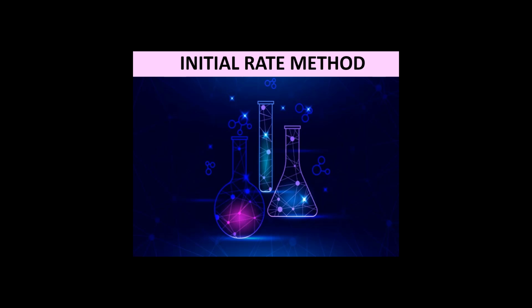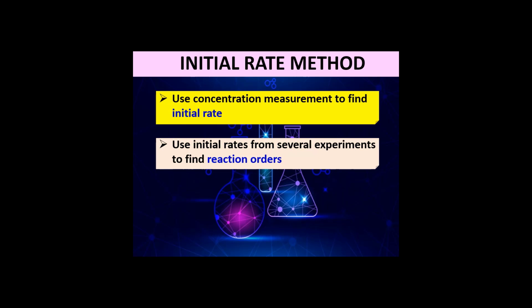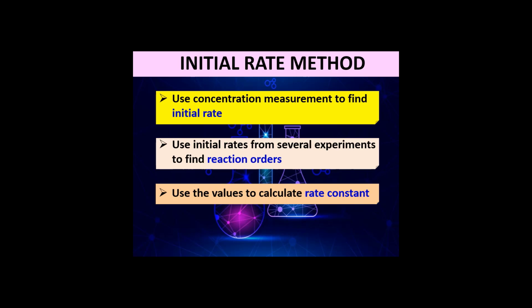Now let's discuss how to determine the order of reaction with respect to each given reactant by using the initial rate method. From the experiment's data we can use concentration measurements to find the initial rate. Use the initial rates from several experiments to find the reaction order. Use the values from any experiment to calculate the rate constant, k.